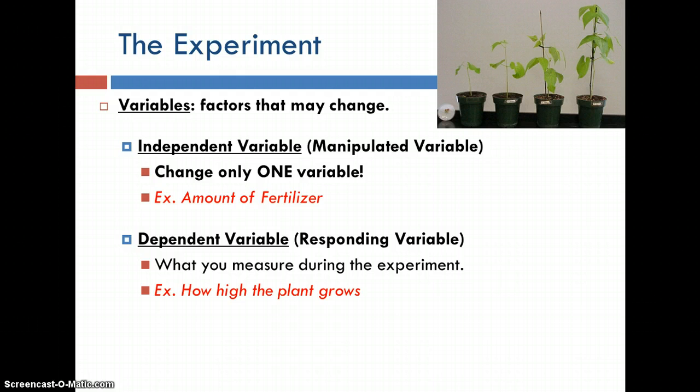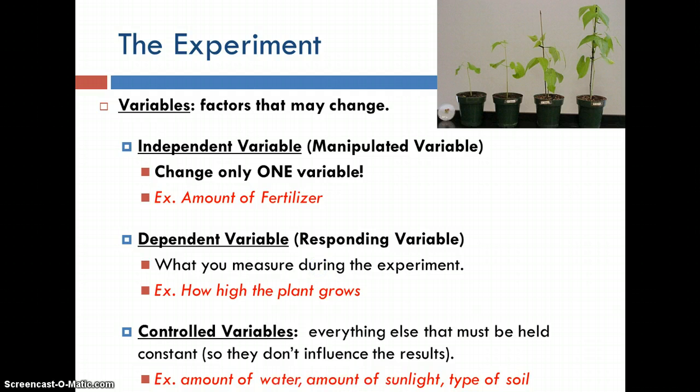And the last one is all the other variables that you need to keep constant. So like I said, you only want to choose one independent variable. So as you do your experiment, you need to consider what you need to keep constant. For example, in this experiment, you need to keep the sunlight constant, and the amount of water, the type of soil, maybe the temperature of the room. All of those things should be held constant or the same for each trial, and that's so that they don't influence the results.